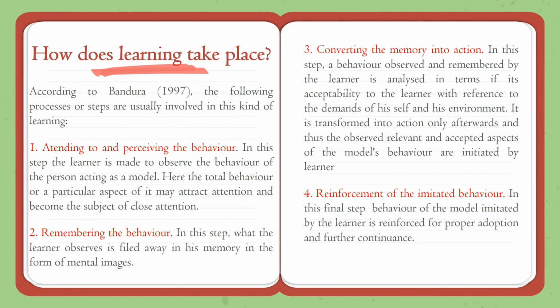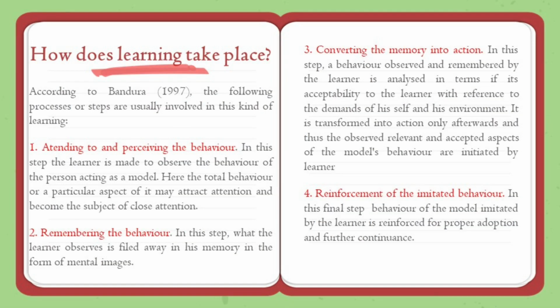Coming to the next topic: how does learning take place by this social learning theory? According to Bandura, the following processes or steps are usually involved in this kind of learning, and we can also implicate this in the education system. The first one is attending to and perceiving the behavior, the next is remembering the behavior, and then converting the memory into action and reinforcement of imitated behavior. These four things play a vital role in education.